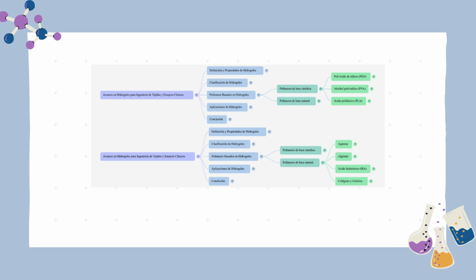Hyaluronic acid, present in the extracellular matrix, is important for joint lubrication and tissue homeostasis, with applications in tissue engineering, drug delivery, and viscosupplementation. Finally, collagen and gelatin, which are biocompatible, biodegradable, and low antigenic polymers. Collagen is the most abundant protein in the body, while gelatin is obtained from its hydrolysis, and both are widely used in bioprinting and tissue engineering applications.